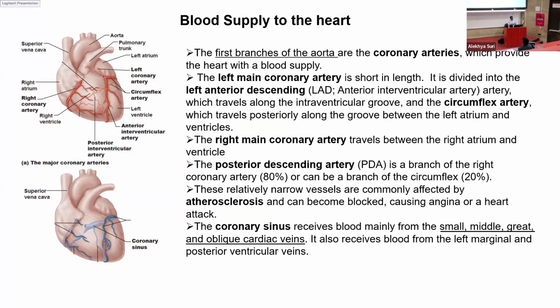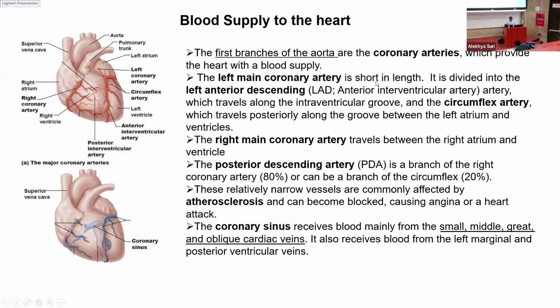Okay, so the aorta is the major blood vessel which supplies blood to all the organs. It's involved in systemic circulation, and the first branch of the aorta is called the coronary artery. So the coronary arteries are the arteries which provide blood supply to the cardiac myocyte muscle itself. And there are two different coronary arteries, the left main coronary artery and the right main coronary artery. They go to the left side and right side respectively.